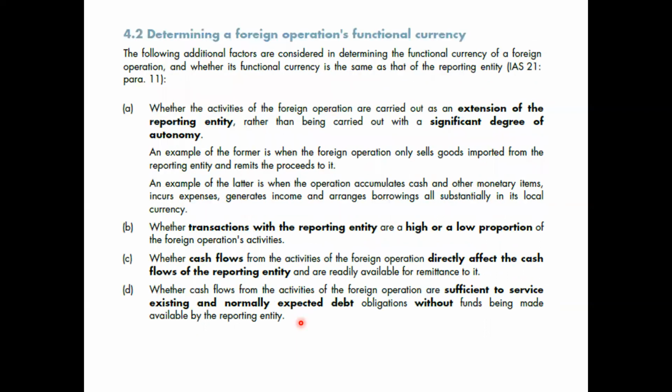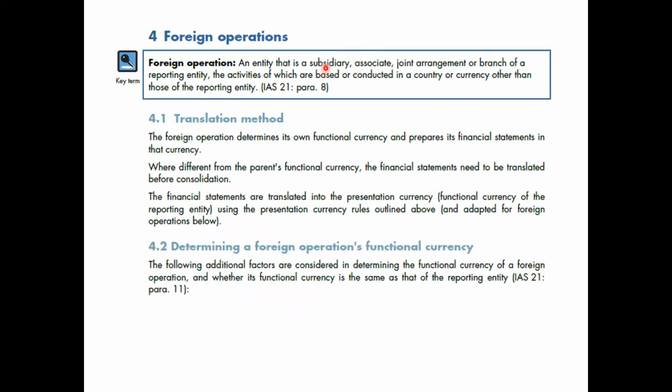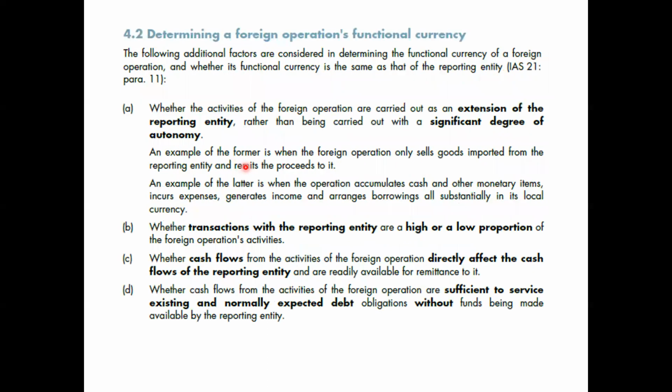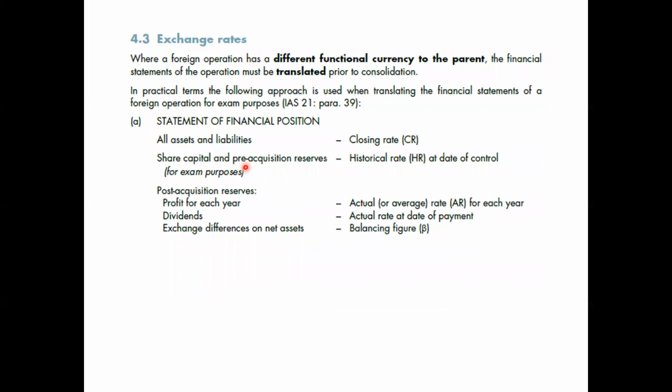So I need to know what's a foreign operation. For that, I need to see either a subsidiary, associate, or a joint arrangement which is in a foreign currency, and I need to then translate it back to my reporting currency in my reporting entity. If we look at that, there are certain rules again that I need to apply.